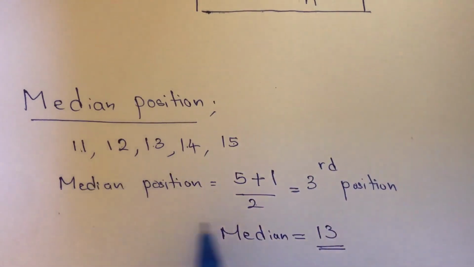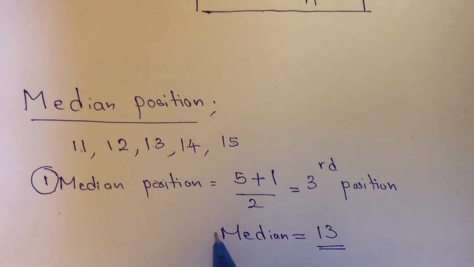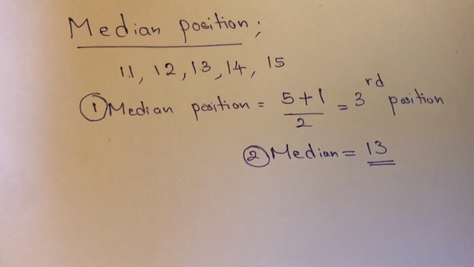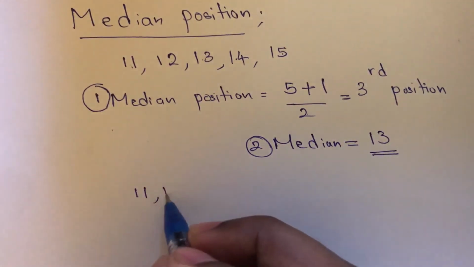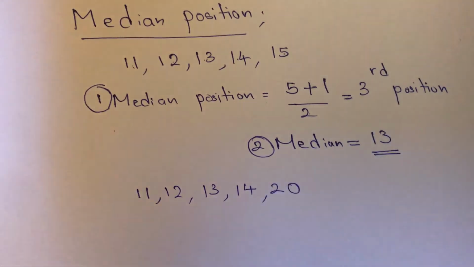Here we first calculate the median position, and only then do we calculate the median. That is very important to note. Now, if you consider another number range, say 11, 12, 13, 14 and 20. This was also presented to you. Now how do you calculate the median?